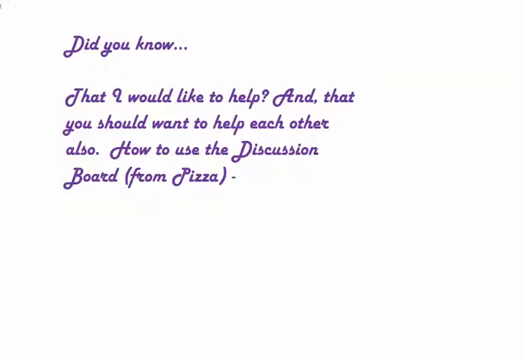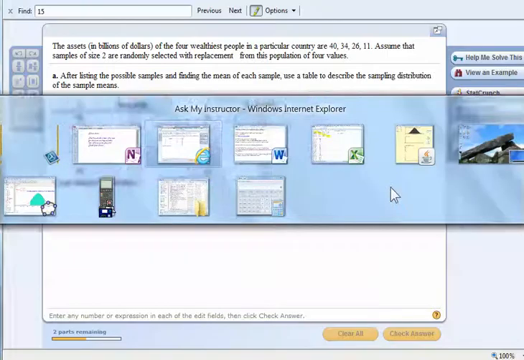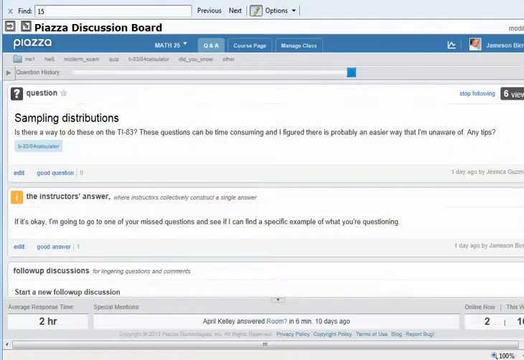So, did you know that I would like to help and that you should want to help each other also? In other words, I'm getting at the discussion board and how to use it. So, let's go to the discussion board.